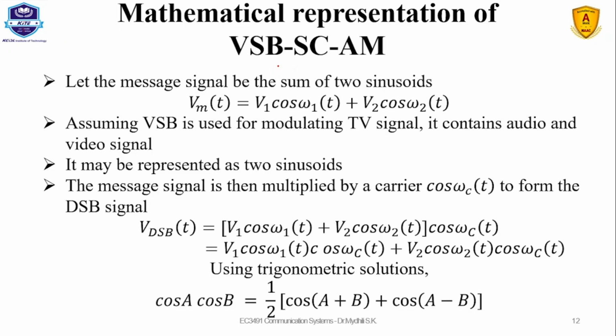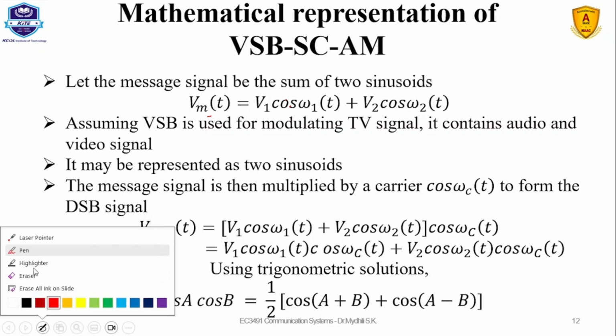Now coming to the mathematical representation of vestigial sideband AM, let us consider a message signal of two sinusoids. I am taking a message signal with two sinusoids, considering cosine waveforms. So Vm(t) is taken as V1 cos ω1t plus V2 cos ω2t.